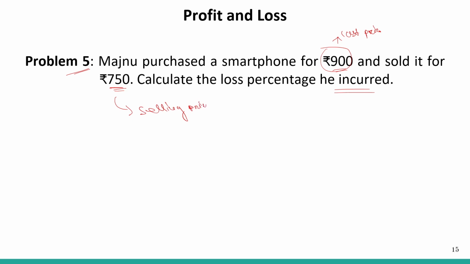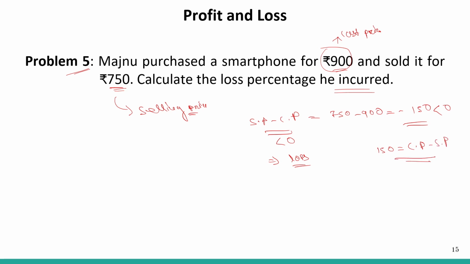So how to know whether it is a loss or profit? So selling price SP minus CP, that is the cost price, right? So this will be what? Selling price is equal to 750 minus CP, that is 900. So this comes out to be minus 150, right? That is less than 0. So since this is less than 0, this implies loss. Okay, so the loss amount will be 150. 150 is equal to CP minus SP. Okay, that is equal to loss.